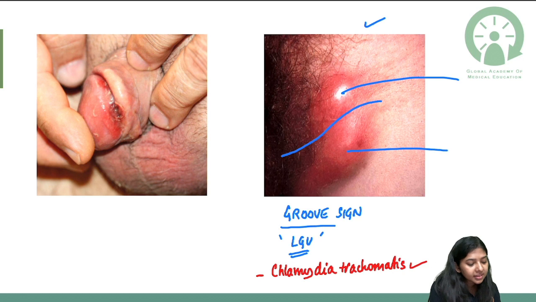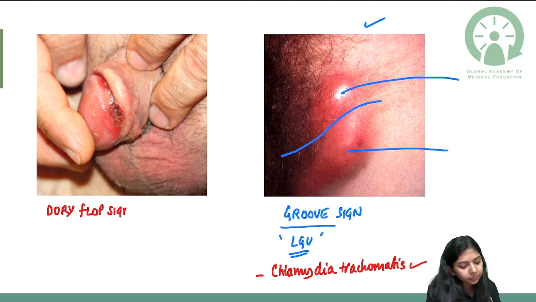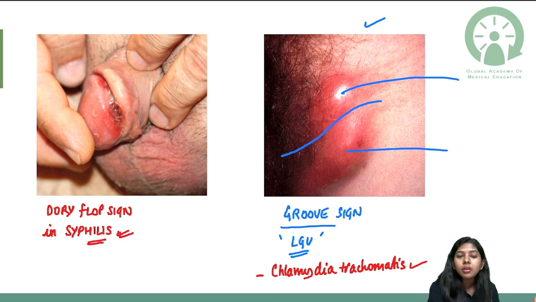What is this? See, this is actually what I'm trying to show you, the Dory-Flop sign. Dory-Flop sign in syphilis, primary syphilis. What happens is you get a painless indurated ulcer or a papule on the glans, and when you try to retract the prepuce, it flaps back in a characteristic fashion. So just remember, Dory-Flop sign, if you get it, it is seen in syphilitic chancre.